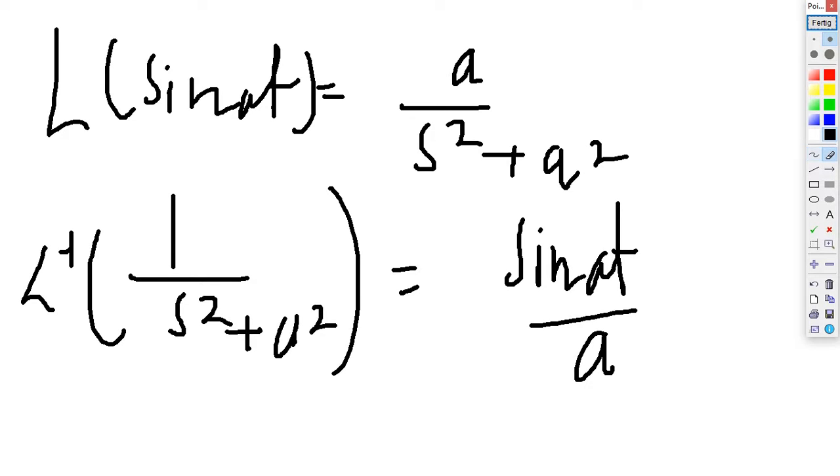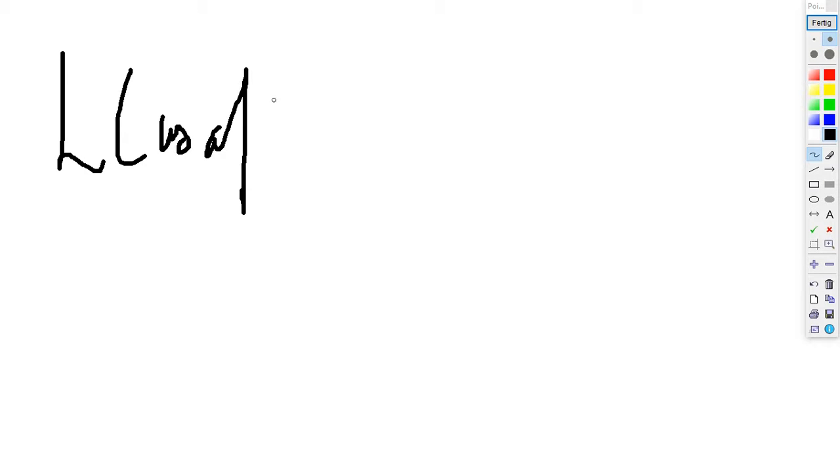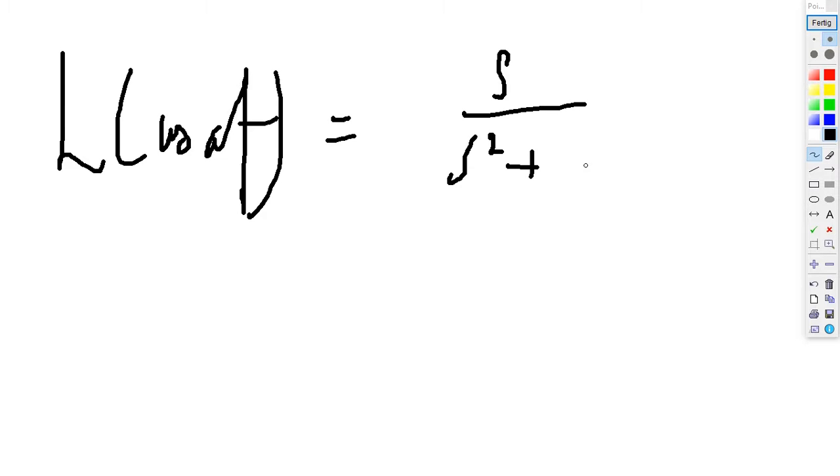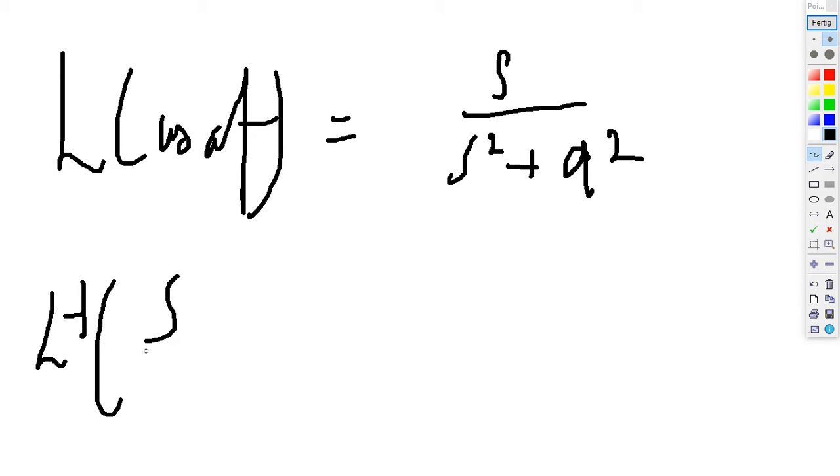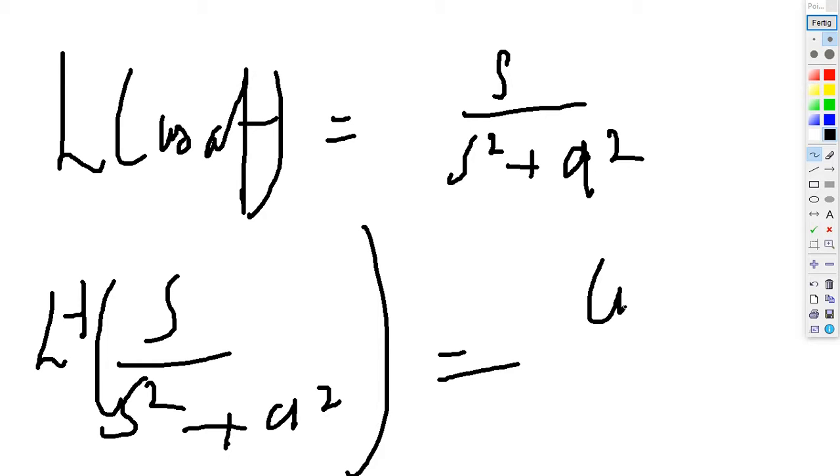Let's write the cos function again. Laplace of cos at equals s divided by s square plus a square. Here is a mnemonic for you: for cos, it is s. And the Laplace inverse of s divided by s square plus a square equals cos at.